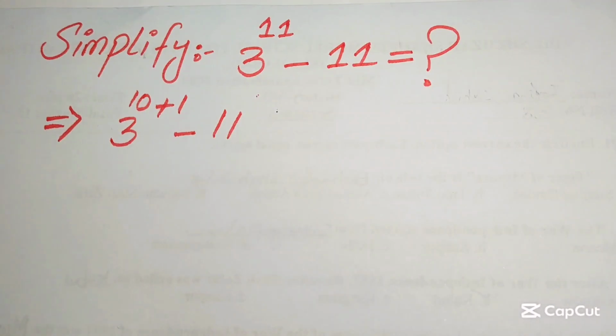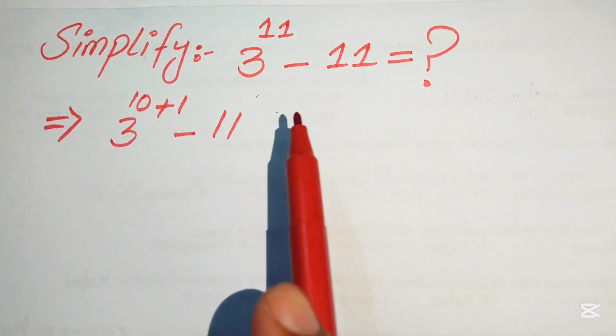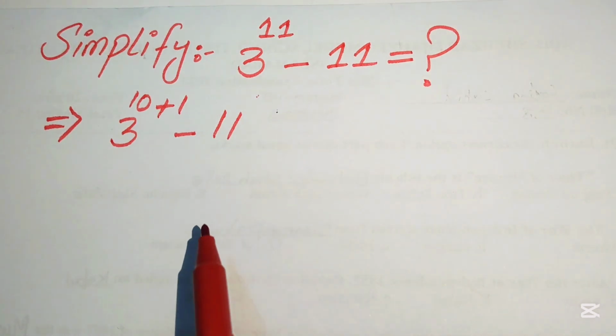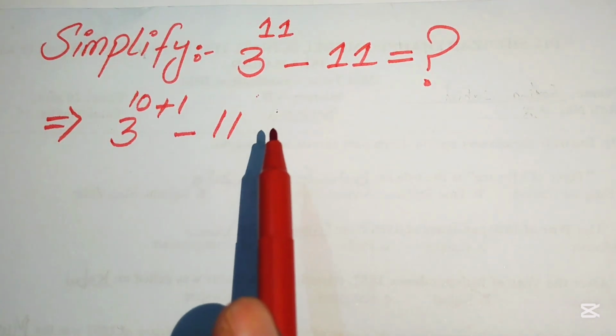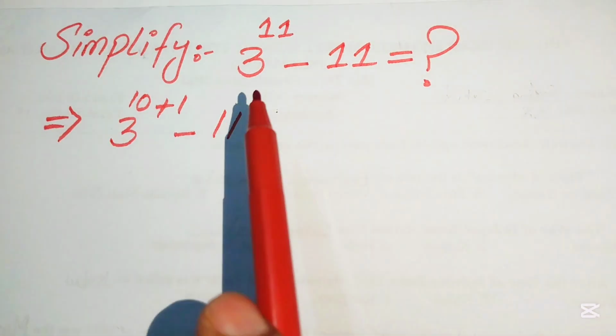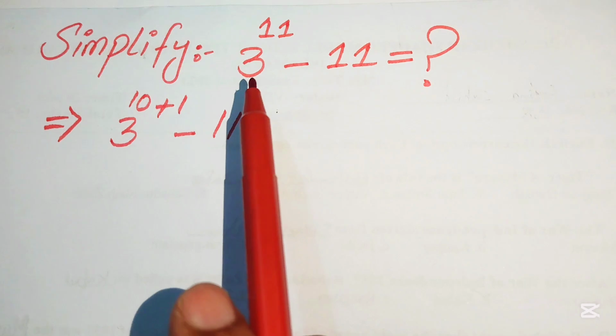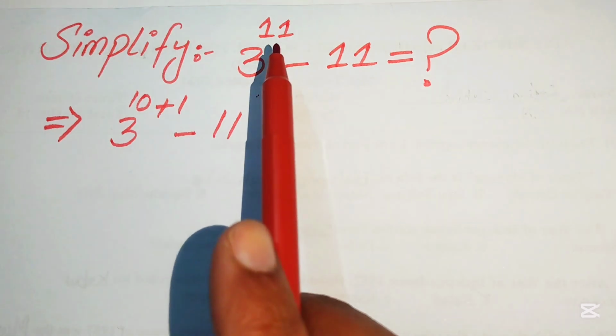Hello everyone, how to simplify this nice algebraic expression if we have 3 to the power of 11 minus 11. So now here in this problem we write this algebraic expression into the simplified form. So here first we focus on the exponent of this term. So here you see that the base is 3 and its exponent is 11.